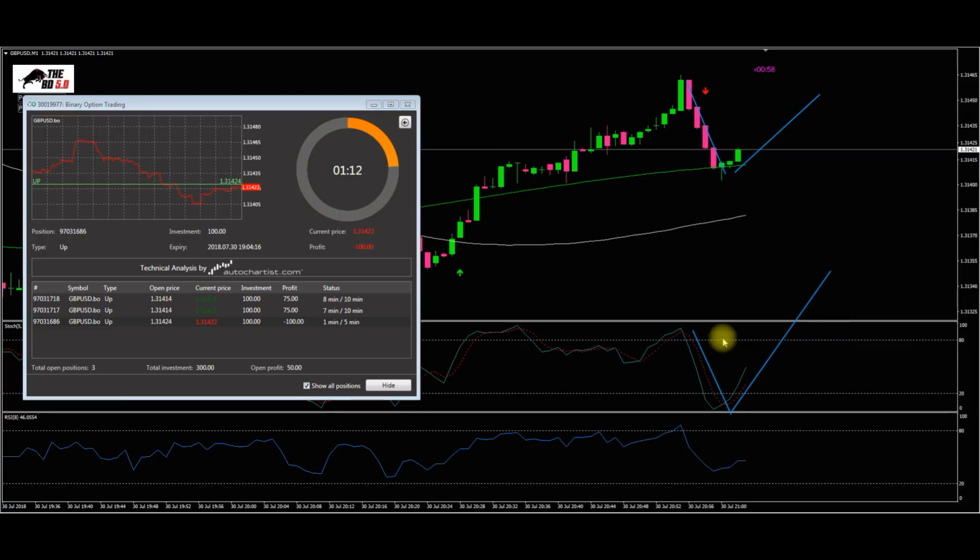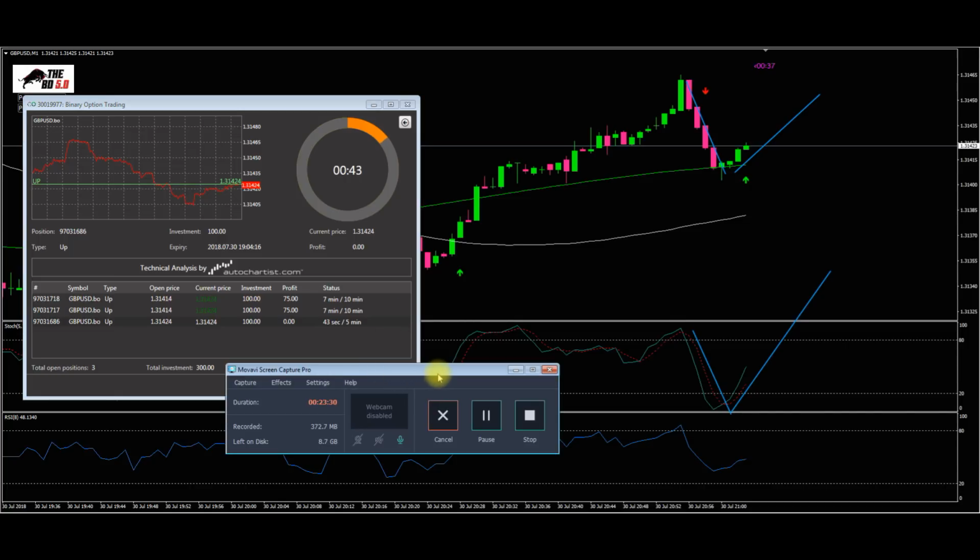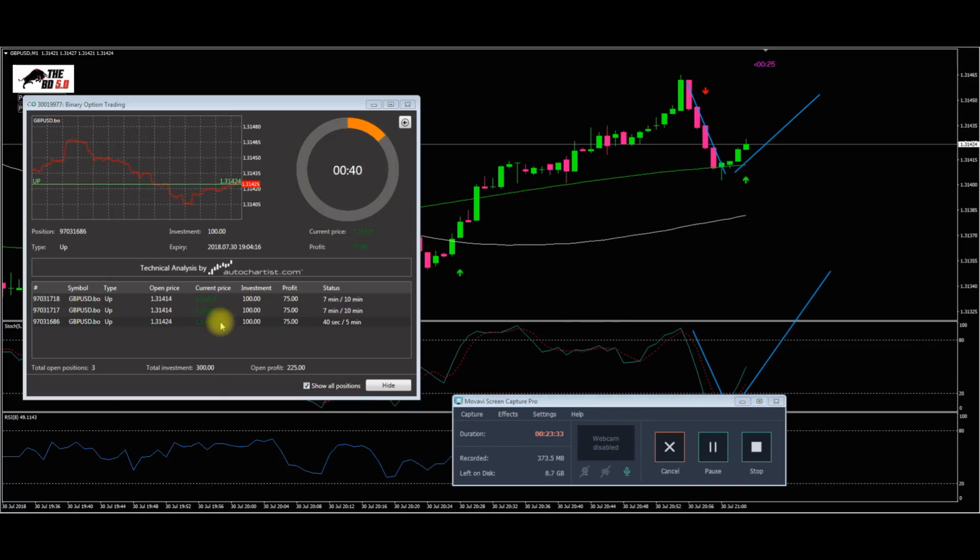There's our signal arrow. Oh look, we're going to have another winner. I hope this 5 minute trade wins. And no, it's 1 pip out. If I get another draw again, honestly. Nice, 1 green again. So this would be 10. We've got 10 wins, 2 draws.